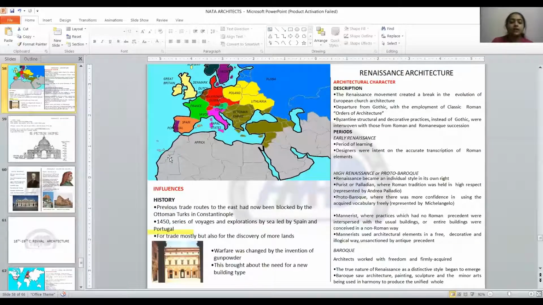Now this type of architecture started during the 14th century to the 17th century. It was actually considered the bridge between the Middle Ages and modern history. After this, modern architecture, everything starts. So it is considered the bridge, the period of European cultural, artistic, economical, and political rebirth. Artistic, economical, and everything gave it rebirth. That is how they say.